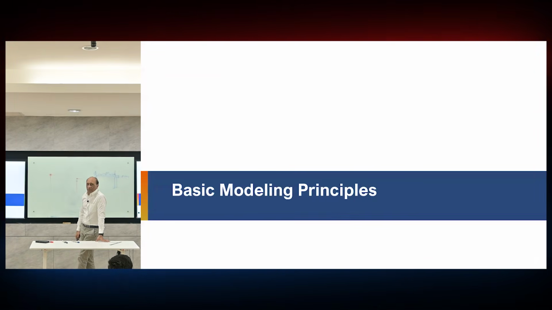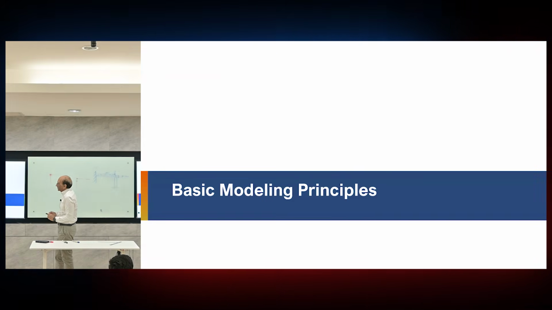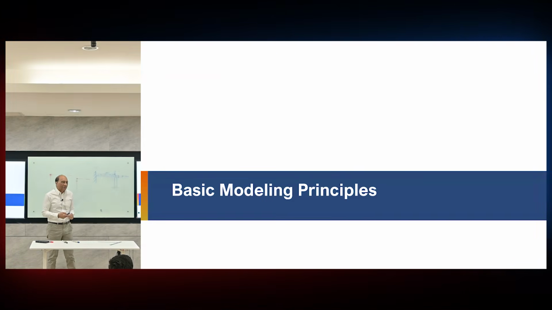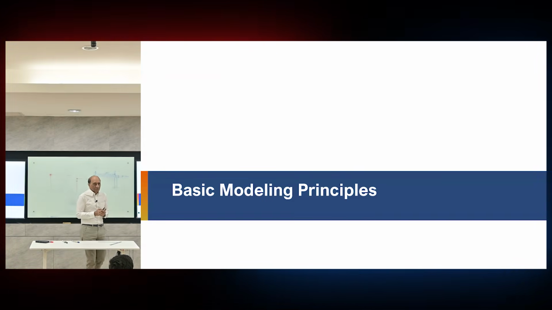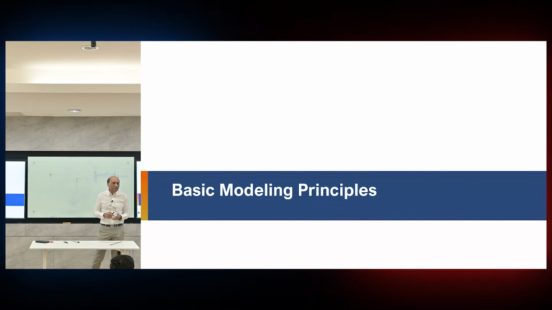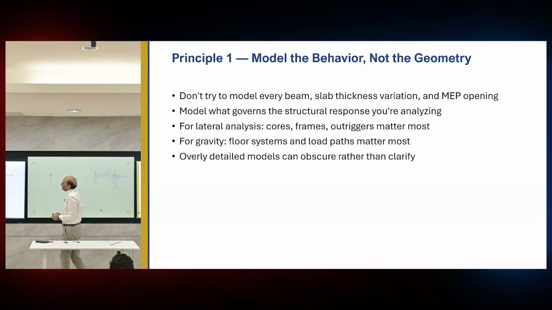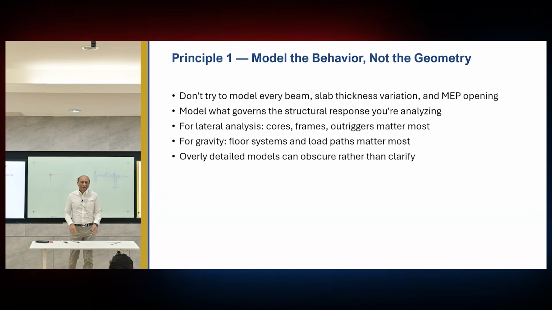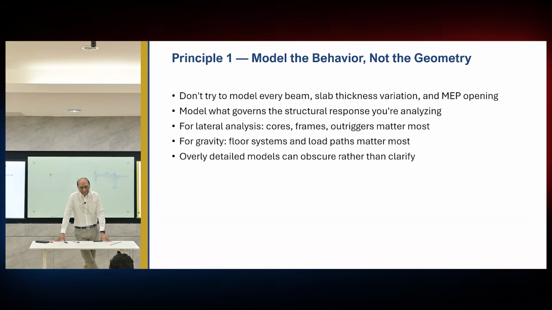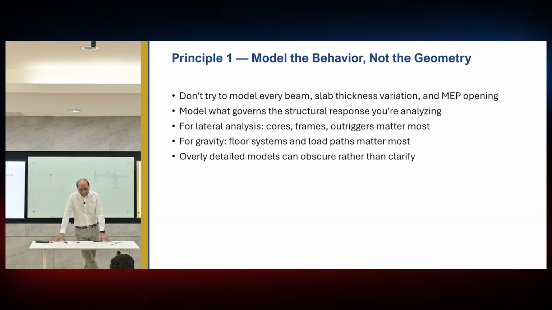Okay, go back now to some practical guidelines on how to make the model, the 5-6 modeling principles. You remember we started with 4 principles for tall building system selection. These are 4 principles for making a good model. Number 1, model the behavior, not the geometry. So this is a very important distinction. And this is a problem right now with most engineers at this point.